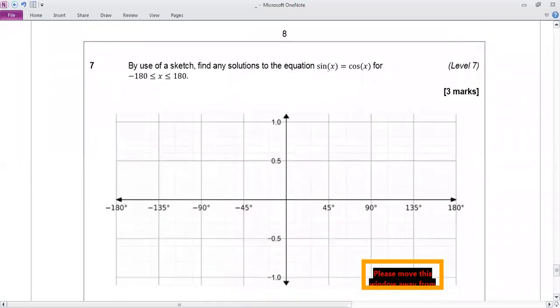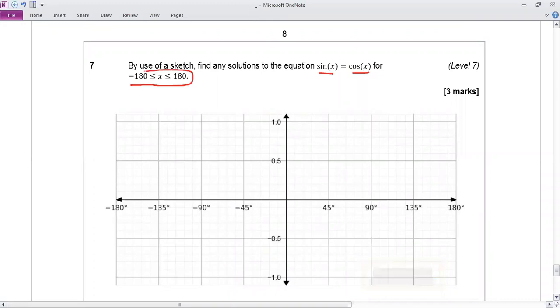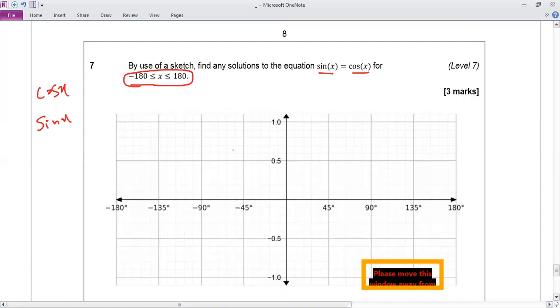In the same way, this one is: by use of a sketch, find any solution to the equation sin x equals cos x. What you have to do basically is draw the graph from minus 180 to 180 for first cosine x and then for sin x. So you will sketch the graph. For example, I will use the red pen for sin x and the green pen for cos x.